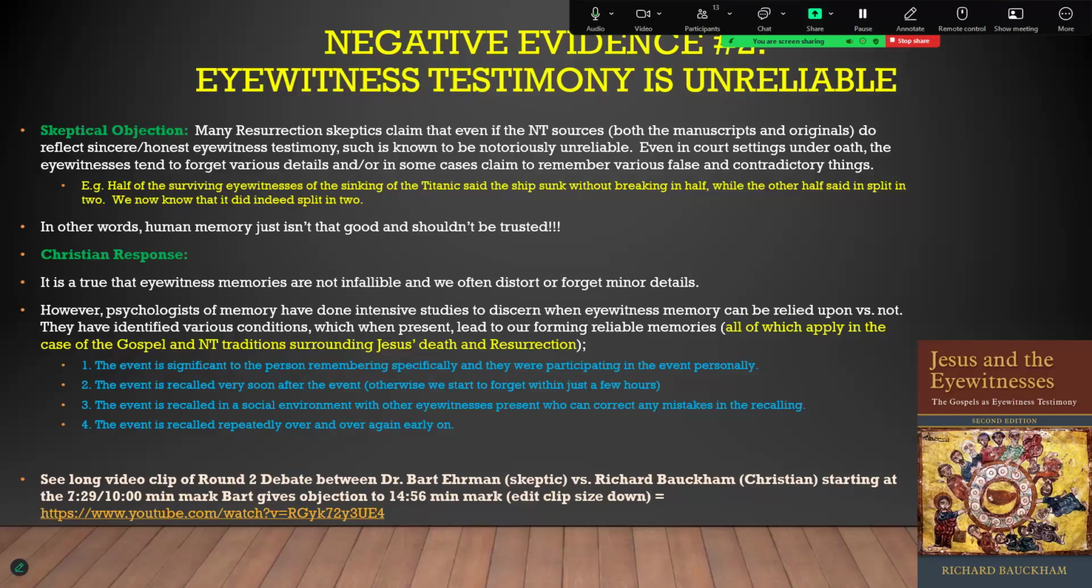We can't rely on that eyewitness testimony to give us truth because, in certain court cases, there have been certain studies where eyewitnesses are horrible. They get details wrong all the time. And they'll point to an example of the sinking of the Titanic. Well, the newspapers at the time, half of the people that were eyewitnesses, they were on the ship, they saw it sink, and they were on a lifeboat at the time. Half said that the ship broke in half as it sank. The other half said, no, it sank in one piece without splitting in two.